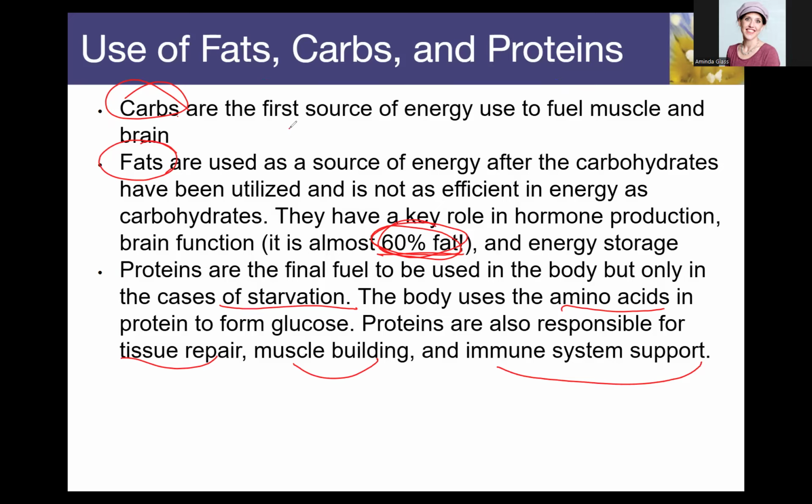So you want to be healthy and get the right carbs and the healthy fats to keep your body healthy, to keep your brain healthy, so that you have the proteins that you need to build your muscles, repair tissues, and to make sure that your immune system is working properly.